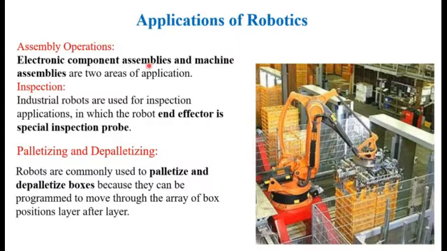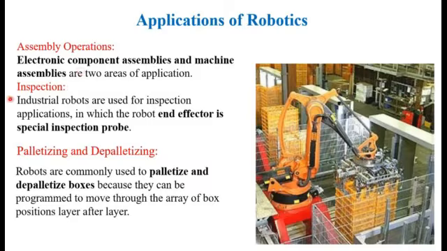So these robots are basically used in assembly operations, inspection, palletizing and depalletizing, painting, tightening of components, as well as welding applications. In assembly operations, electronic component assemblies and machine assemblies are the two areas of application, where these robots are used. Or again, we can see in the automobile sector also these robots are used in assembly operations.